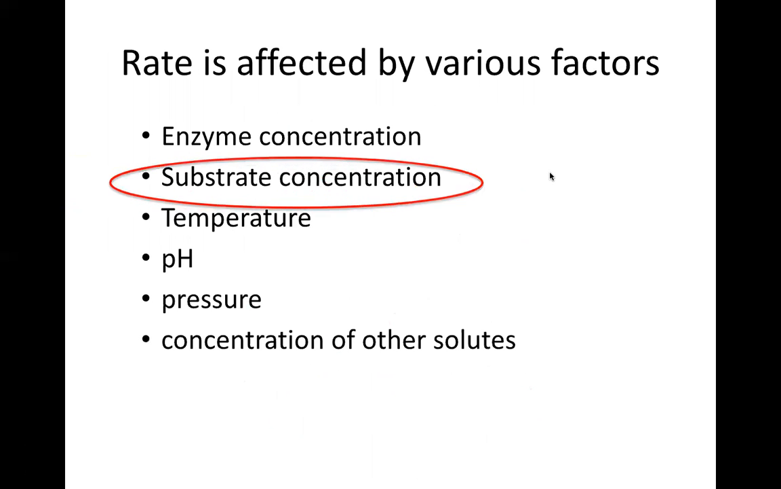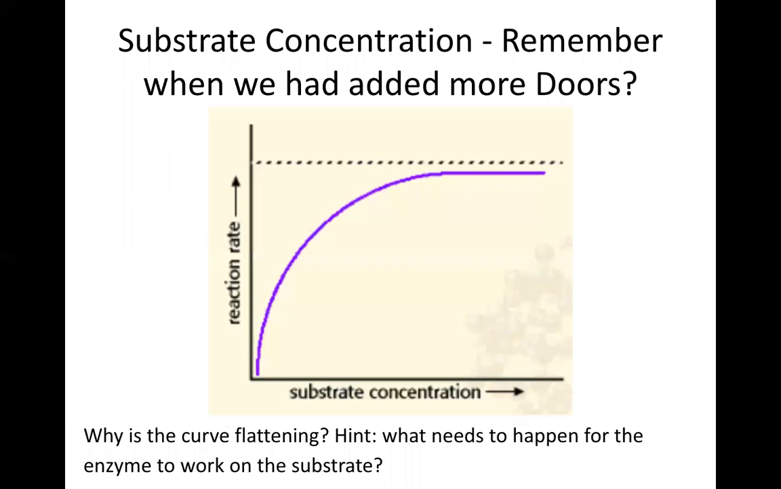So what else affects the rate of a chemical reaction? Well, the concentration of substrate. So remember when we added more doors in our enzyme game. As we added more doors, the rate increased. But why is the curve flattening?